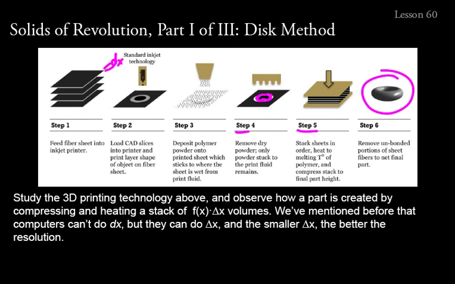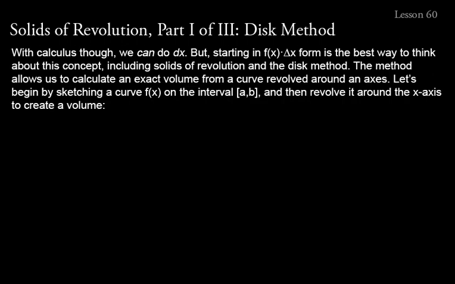They can't do dx, but they can do delta x. And on machines like this, as technology advances, they'll be getting thinner and thinner layers, right? They'll be making delta x smaller and smaller, and that'll give them better resolution. When you hear that word resolution in technology, a lot of times, if they say we improved our resolution, that means they made delta x even smaller. Machines, computers, they can do delta x.